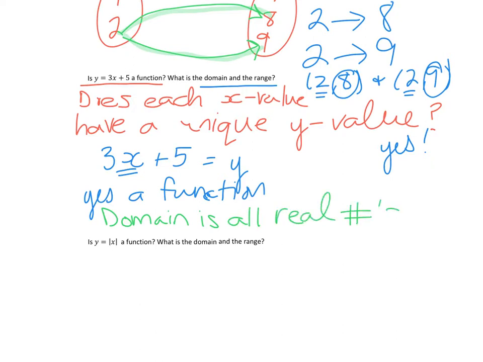All right, and then as far as the y goes, we can also get any y value. Pick any y value in the world, and then you would plug it in here for y and find a unique x. So domain and range are the same. They're both all real numbers. All right, let's look at another example.